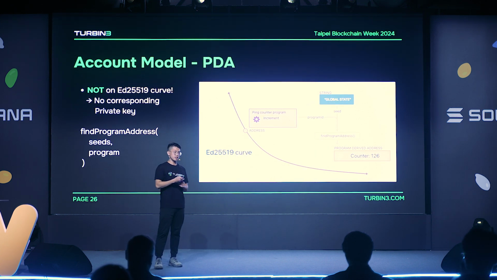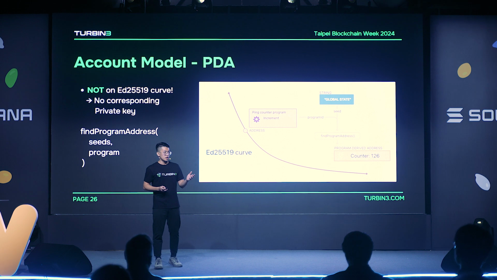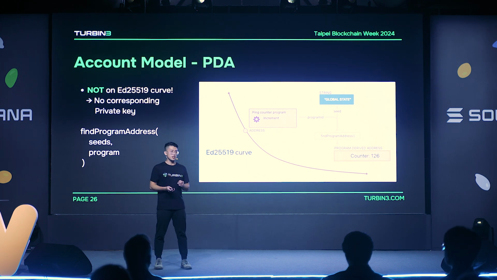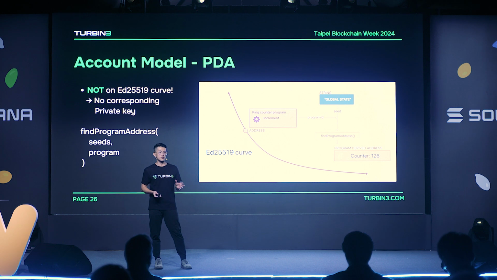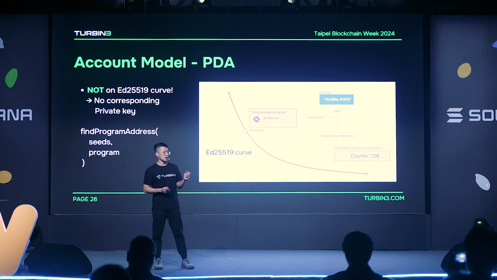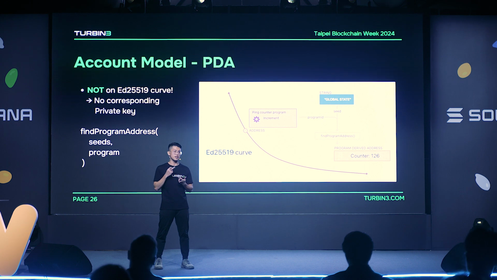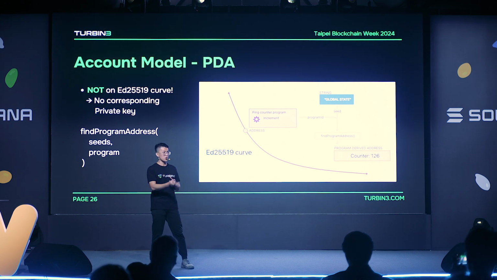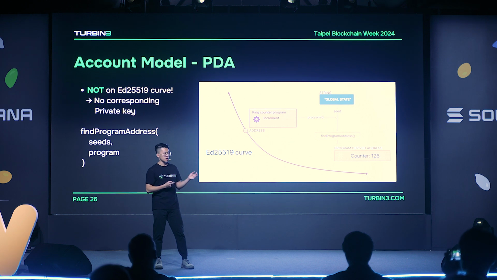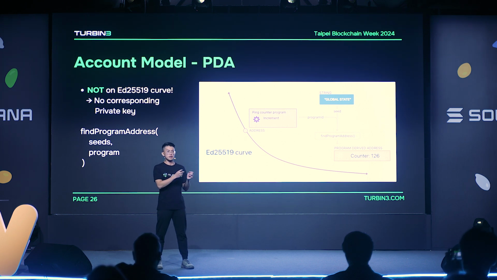And how has this been achieved? Actually, the program-derived address is not on the elliptic curve, so it doesn't have a corresponding private key. How it is constructed is that it uses seeds and the program to calculate the program-derived address, so it can bump the address off the curve.